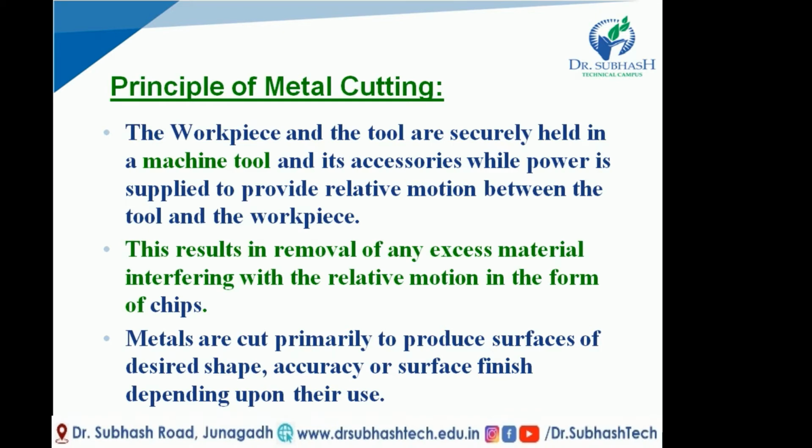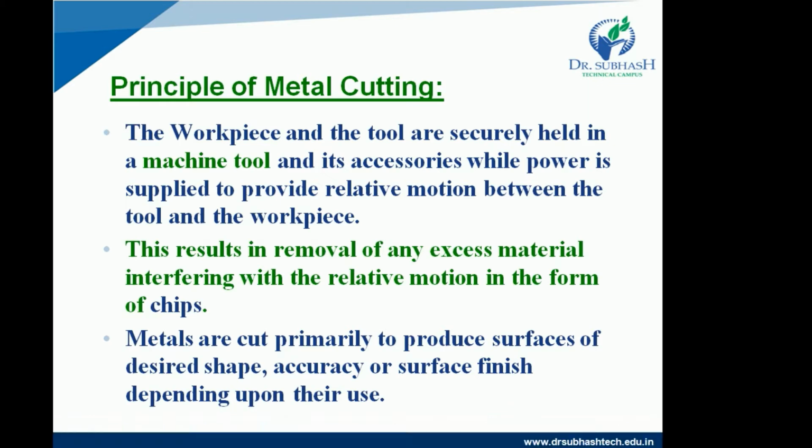First of all, the principle of metal cutting: the workpiece and the tool are securely held in the machine tool and its accessories, while power is supplied to provide relative motion between the tool and the workpiece. What is the actual meaning of the principle of cutting? In this process, the wedge shape cutting tool moves relative to the workpiece at some angle. Due to the pressure exerted by the tool, the metal will shear in the form of chips on the shear plane, and the chip is produced ahead of the cutting tool by continuously deforming and shearing the material along the shear plane.